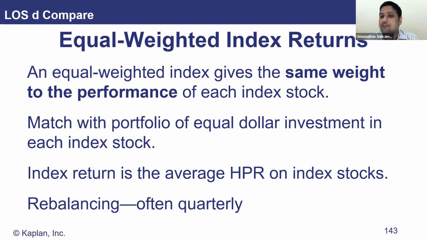So in a price weighted index, if Apple is trading at $120 and Zoom is trading at $336, which stock is going to have higher weight in a price weighted index? Apple or Zoom? Zoom is going to have higher weight because it is trading at a higher price, 336.